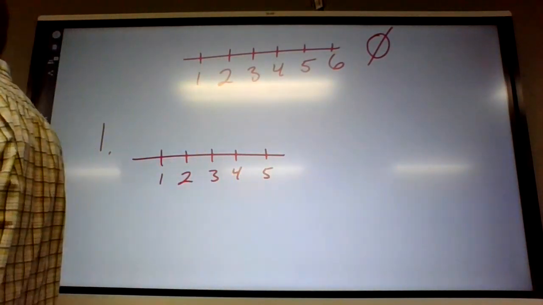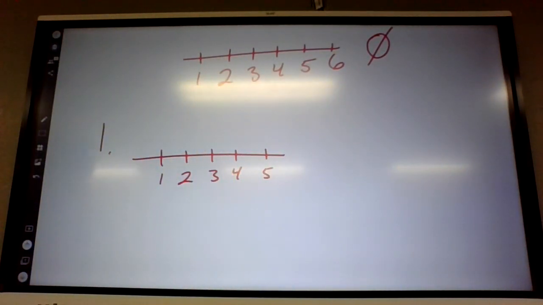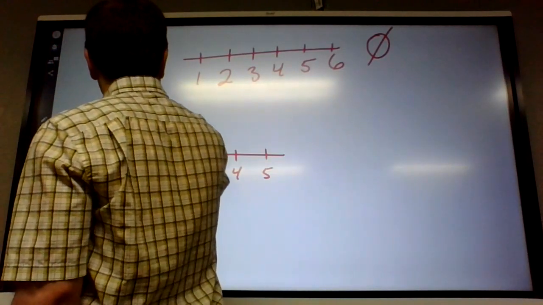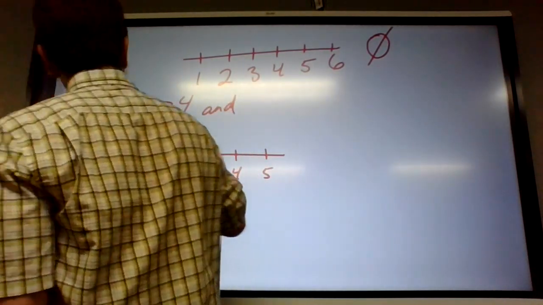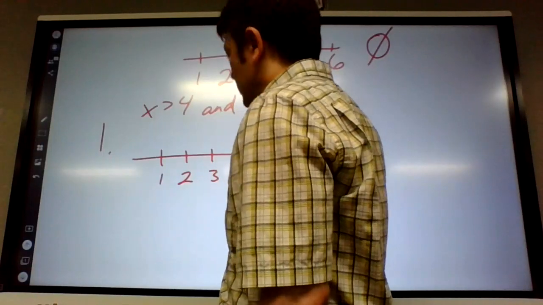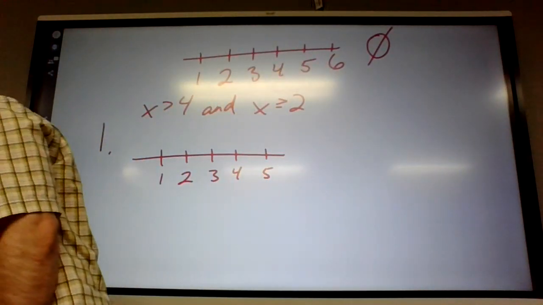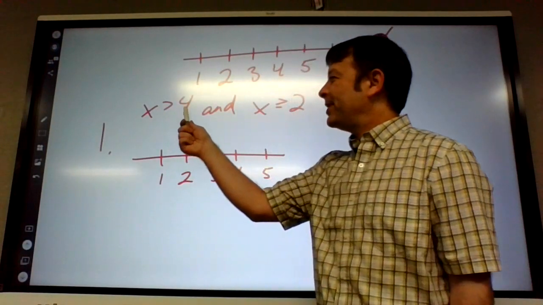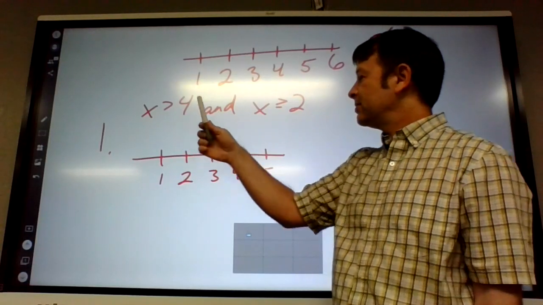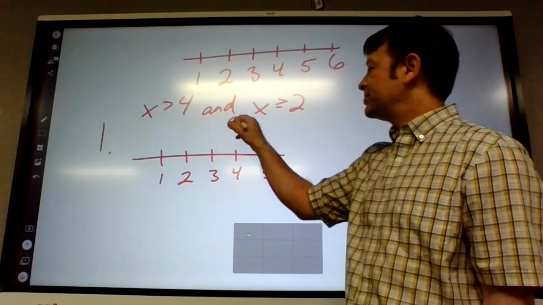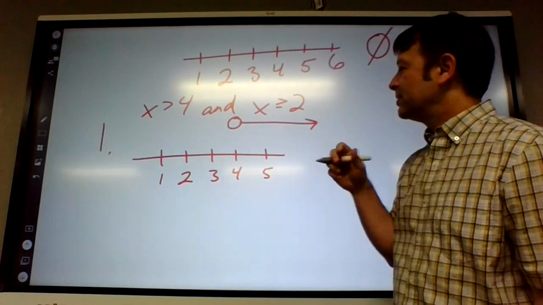Okay, you got to make it big enough for 2 and 4 to fit on there. Okay, did I copy that right? All right. What does x is greater than 4 normally look like? A circle to the right. Yeah, open circle to the right.